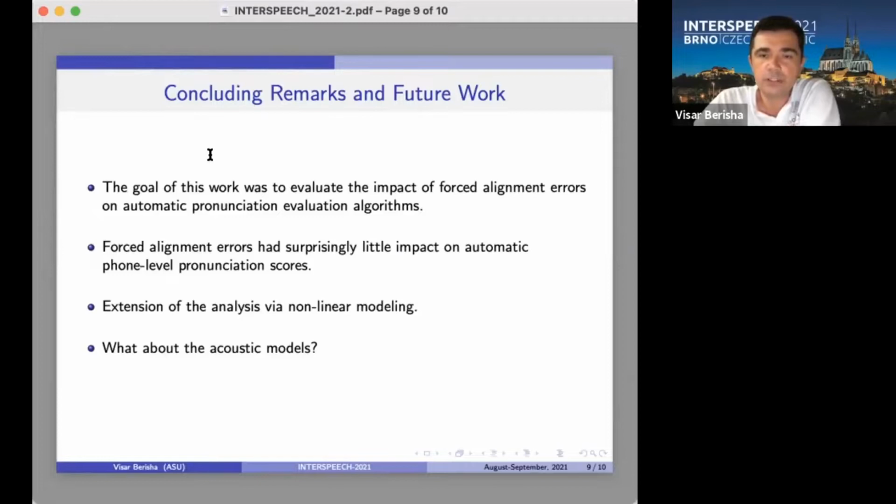And then, more interestingly, getting a better understanding of the acoustic models and their impact on the automatic pronunciation scores. That was largely ignored here in this work. We just assumed that the GOP algorithm was a black box, but it would be interesting to evaluate what the impact of the composition of these models is on the output of these systems.